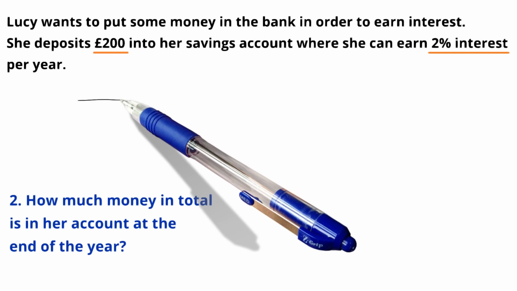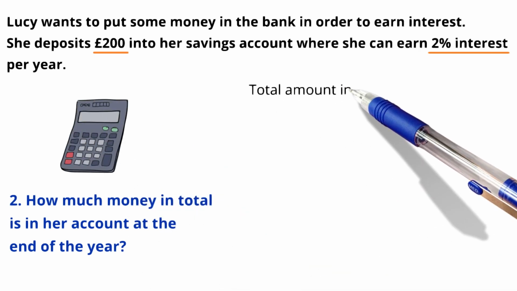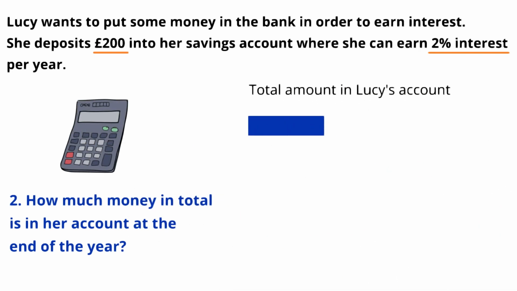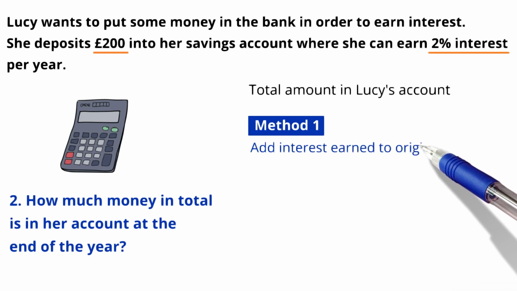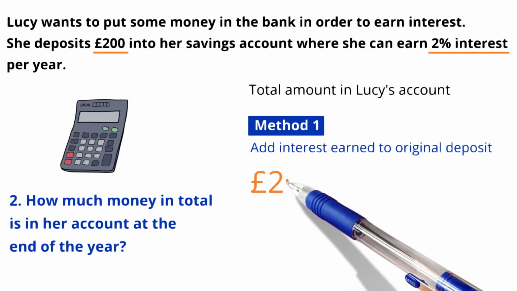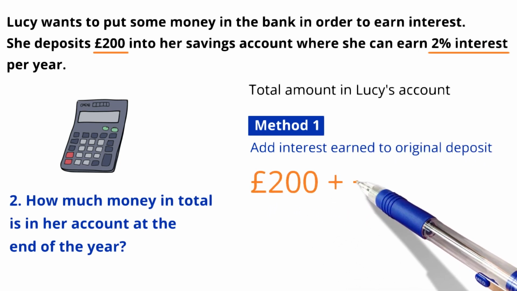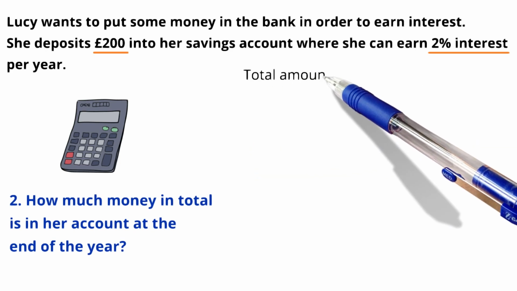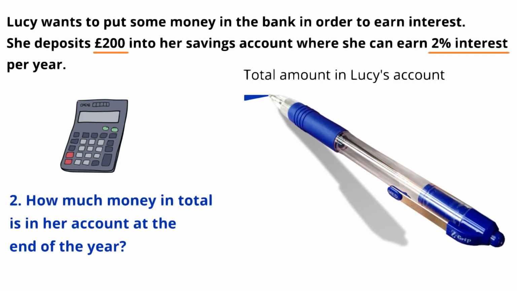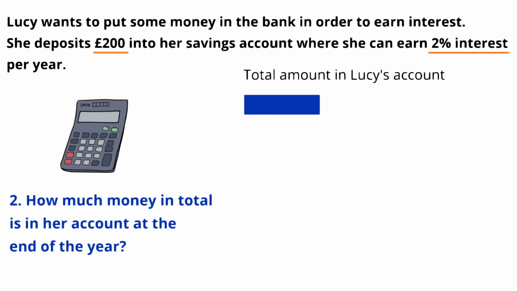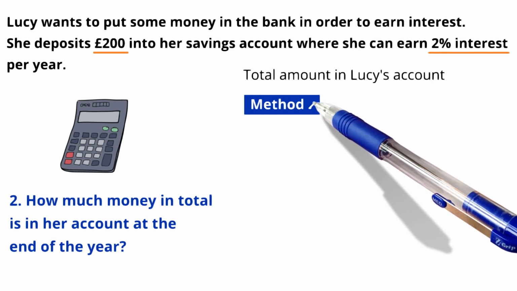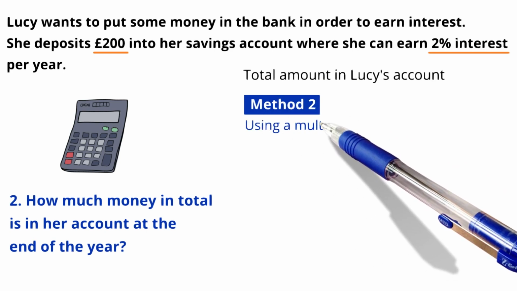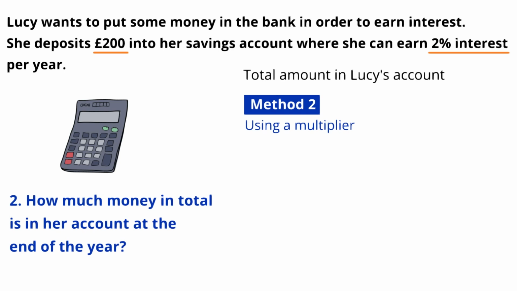Turning to the second question, which asks how much money Lucy will have in her account in total at the end of the year, we simply add the original deposit amount of £200 to the £4 of interest made, which gives us £204. To work out the total, without calculating the amount of interest earned separately, we use a multiplier, which works out how many times bigger the new total is than the original deposit.